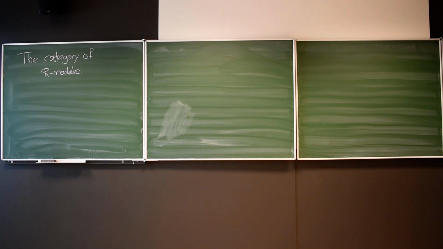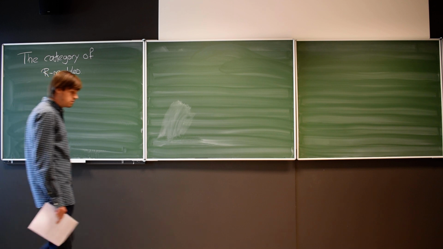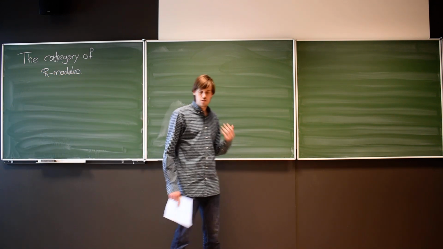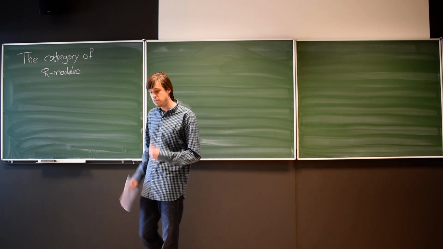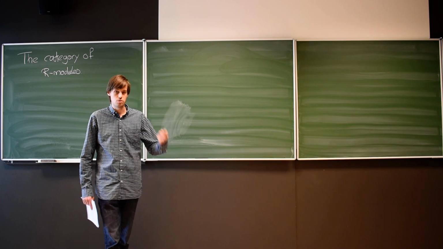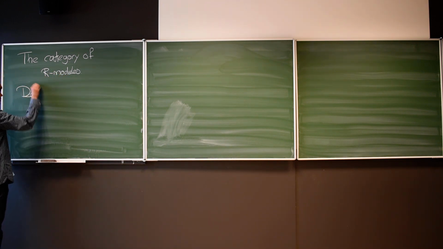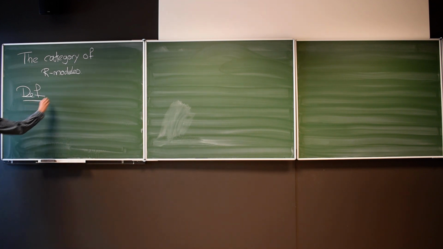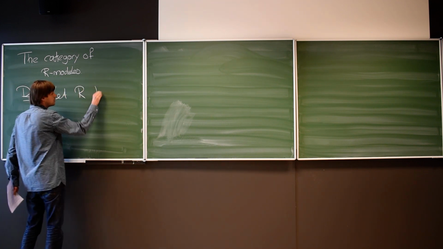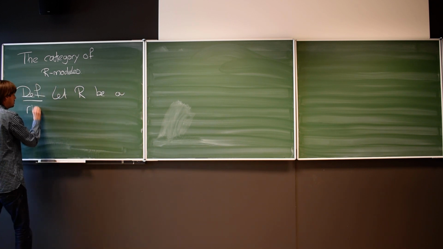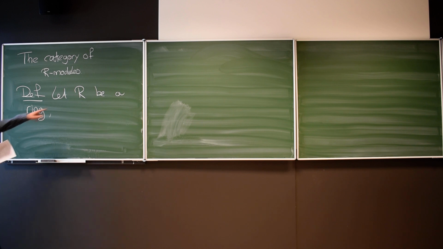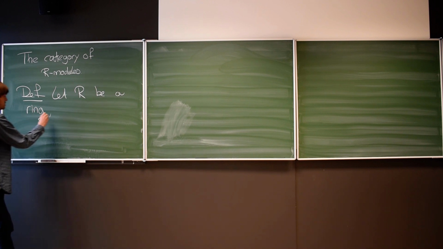So I'll write down the definition now. You'll see that actually it's very similar to the notion of a K vector space, but now we just relax the condition that K is a field to the condition that K is a ring. Okay, so let me write down the definition. Definition: let R be a ring. So associative and has a unit element, but we don't require that it is commutative, so it may even be a non-commutative ring.